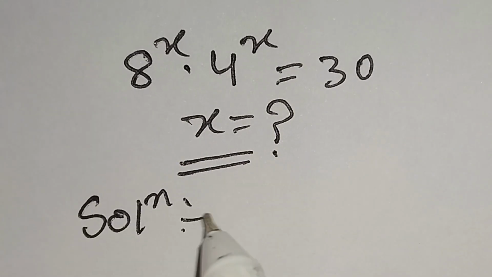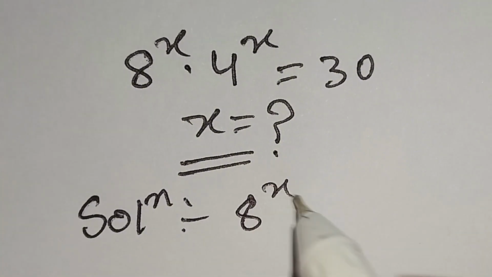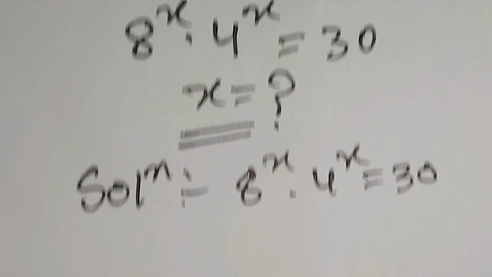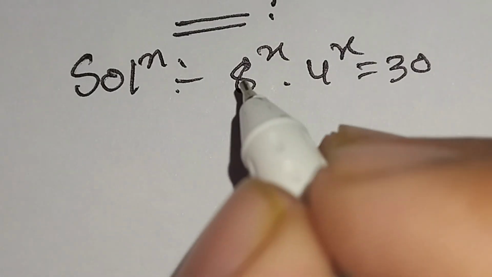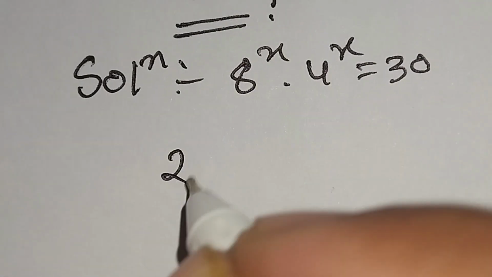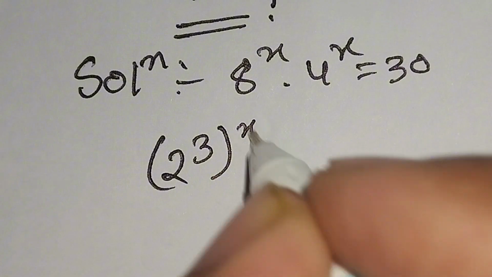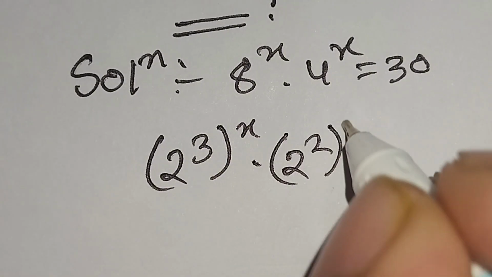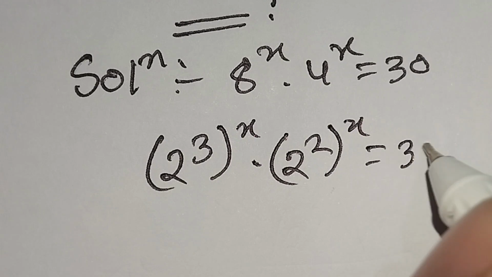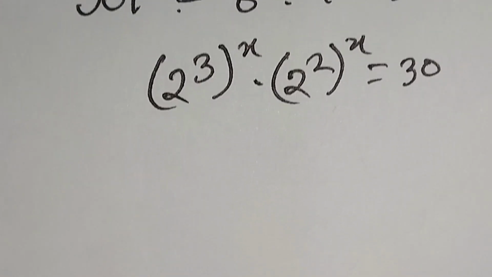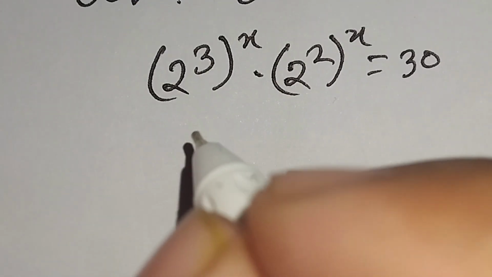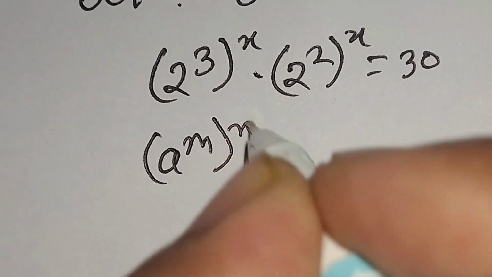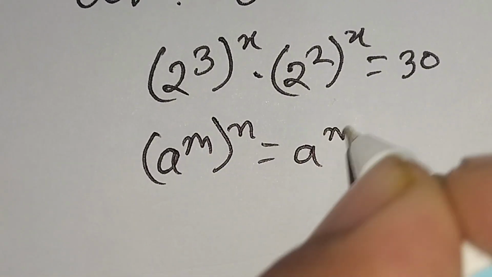Solution. The given equation is 8 to the power x times 4 to the power x is equal to 30. We can write 8 to the power x as (2 cubed) to the power x, and 4 to the power x as (2 squared) to the power x, is equal to 30. We know an exponential property: (a to the power m) to the power n is equal to a to the power m times n.